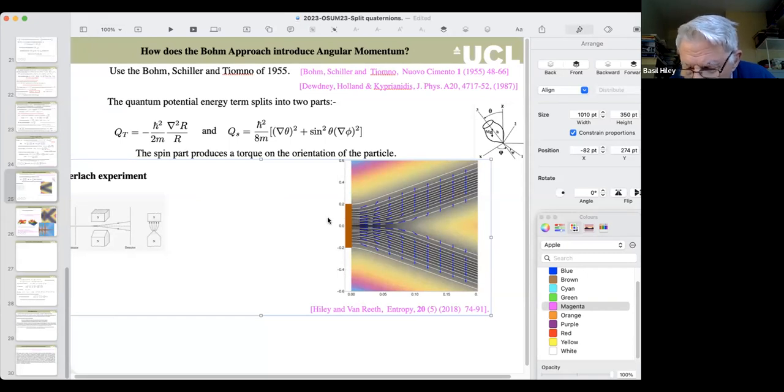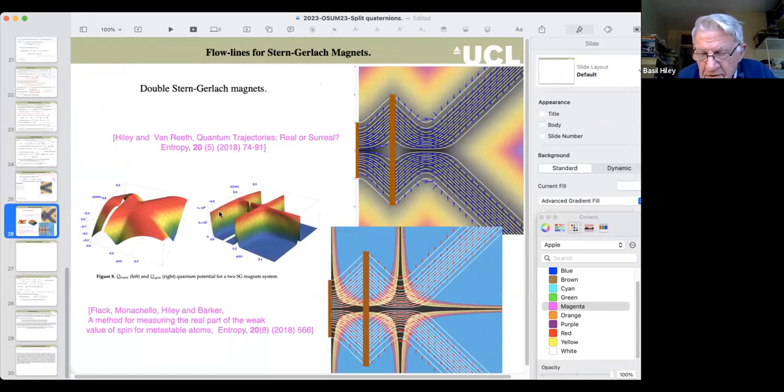In this picture, there are no quantum jumps. The spin smoothly goes into spin up, smoothly goes into spin down. So there are no jumps, there is no collapse of any wave function. I just leave you with these last pictures. We've got two Stern-Gerlach magnets here. We're trying to put them together again, and look what happens. And this is what we're trying to get an experimental handle on in the work that Rob Flack and Vincenzo Monticello and other people are trying to do at UCL at the moment.